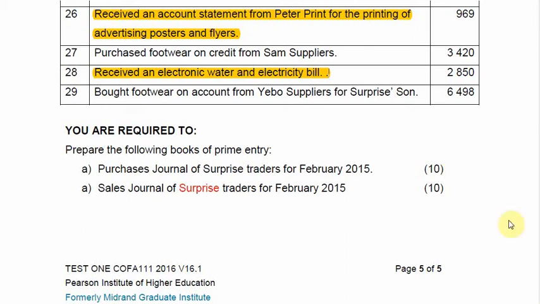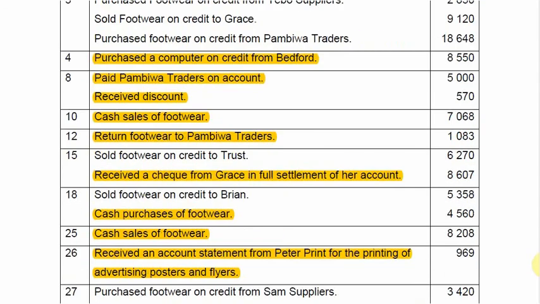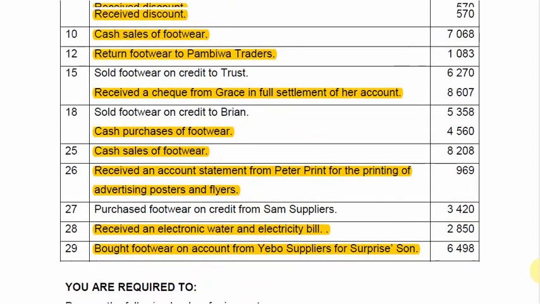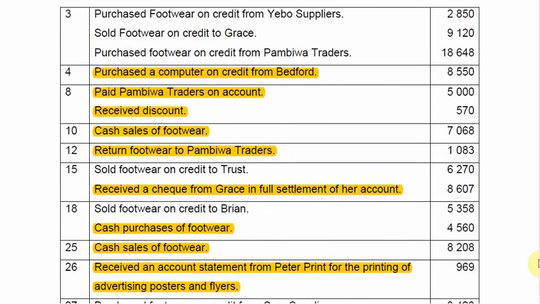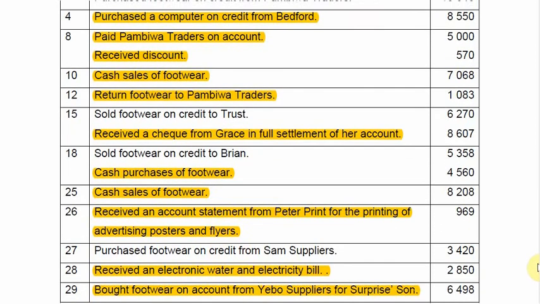But why? Because this is for Surprise's son. So this is a personal transaction for his son. So this makes it a drawing, and a drawing is not a sale or a purchase for my specific business. So therefore I'm going to highlight it. It should not go into these journals that I'm going to set up. So now I know only those that are not highlighted should be accounted for, and there are 3, 4, 5, 6 of them.